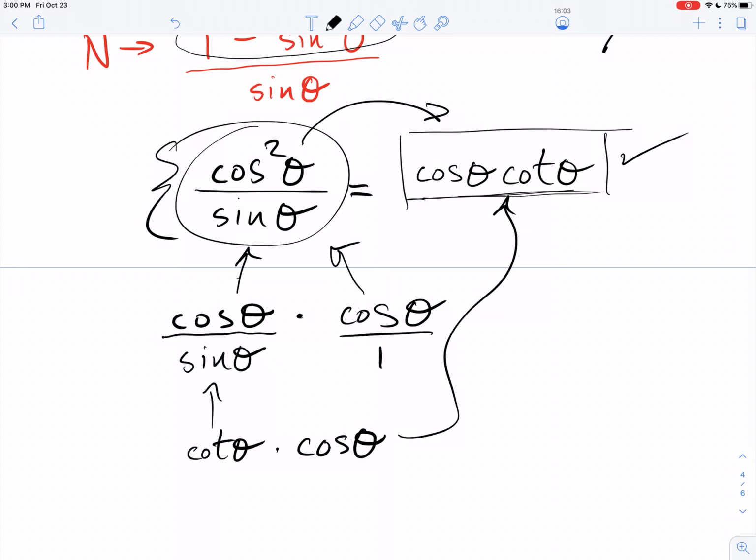Because you can write multiplication in any order you want, and it doesn't matter. Right? Multiplying things, the order doesn't matter. 2 times 5 is going to be the same thing as 5 times 2. So, let's see here. That was my last example.